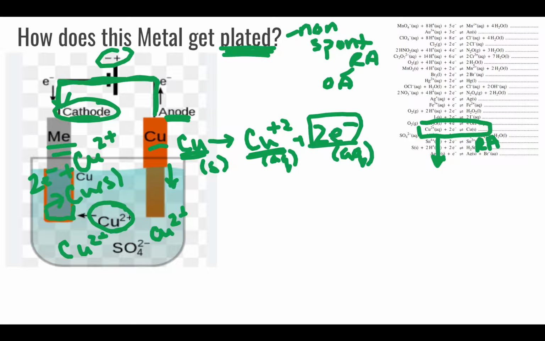So this is kind of like a nice little system. Ions get added in, ions get taken out. The anode is going to decrease in mass. The cathode will increase in mass as that metal is being plated. And that is how this reaction happens.